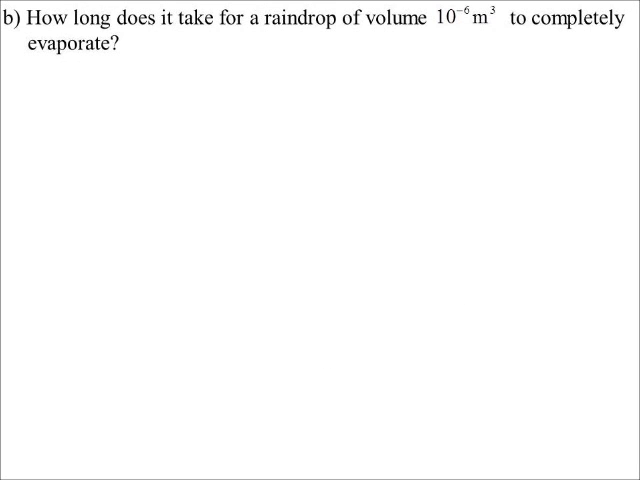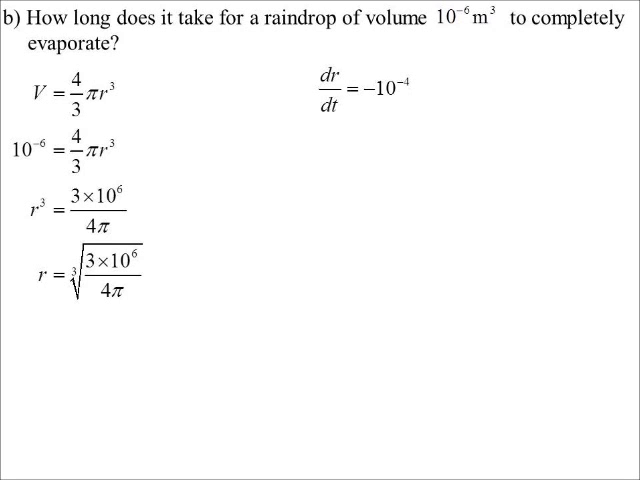Part B. How long does it take for a raindrop of volume 10 to the negative 6 meters cubed to completely evaporate? So dr/dt is minus 10 to the negative 4. Volume, we know it's 4/3 pi r cubed. I'm trying to find the radius here so I can substitute into my eventual formula. So 10 to the minus 6 is 4/3 pi r cubed. Rearranging it, there we go. We get a very lovely answer, you'll notice. The radius is the cube root of 3 times 10 to the power of 6 over 4 pi. You probably guessed that anyway.